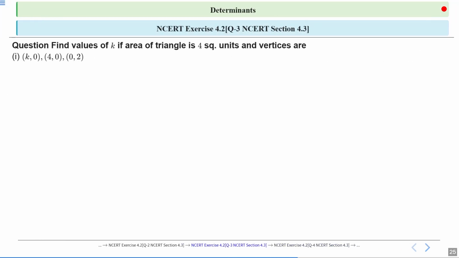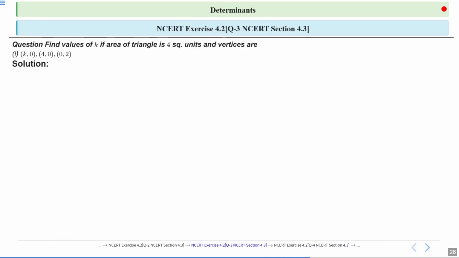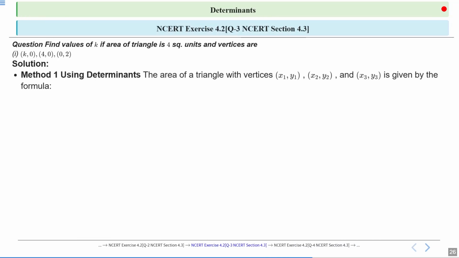Now, we have to find the value of K if the area of the triangle is 4 square units and the vertices are K, 0, 4, 0 and 0, 2. So, the first method is using determinant. The area of a triangle with vertices x1, y1, x2, y2 and x3, y3 is given by this formula. Okay. And here it is given the area of the triangle is 4 square units. We just need to calculate the variable K.